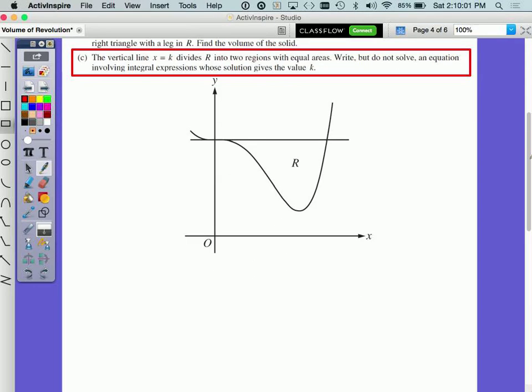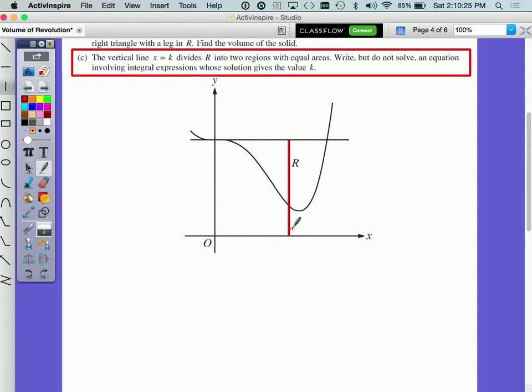So basically what this question is asking us to do is to take a vertical line and figure out where we would draw a vertical line down here in such a way that it would subdivide this whole area, this whole region R, into two equal pieces. So it looks like maybe it would be somewhere around here. I'm just kind of guessing that.